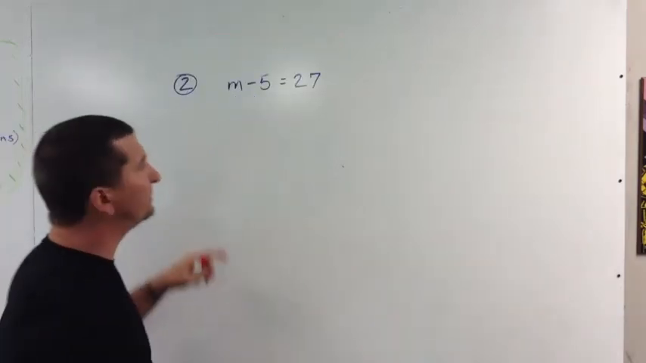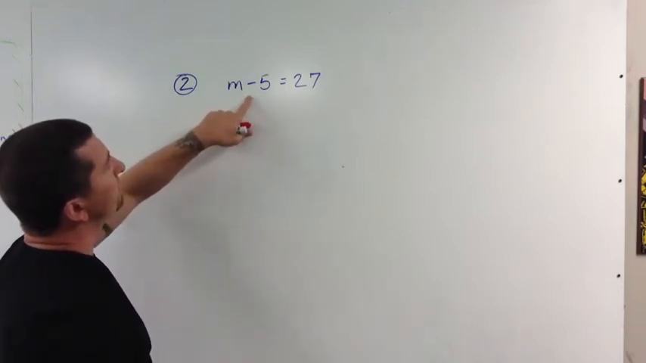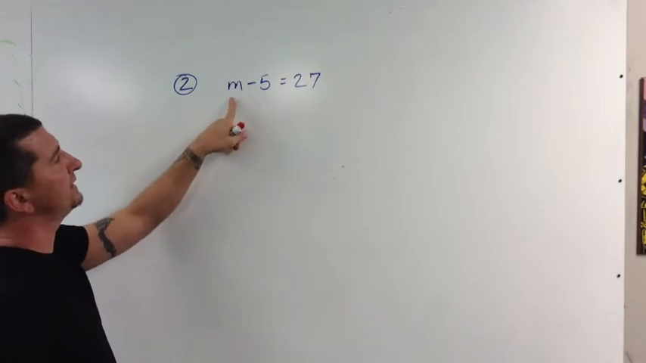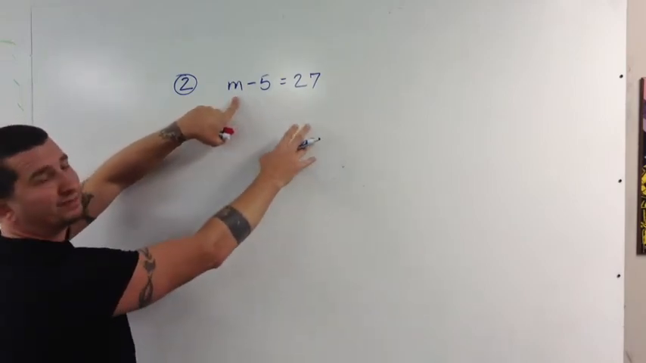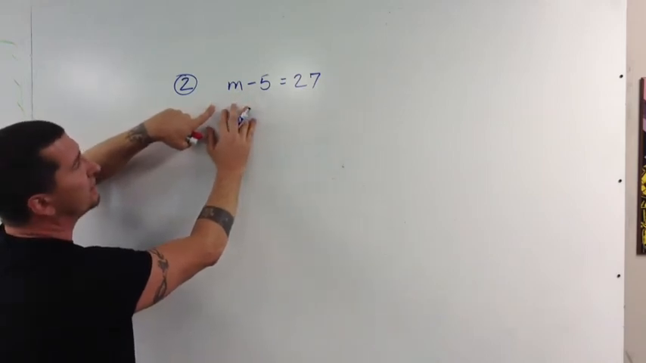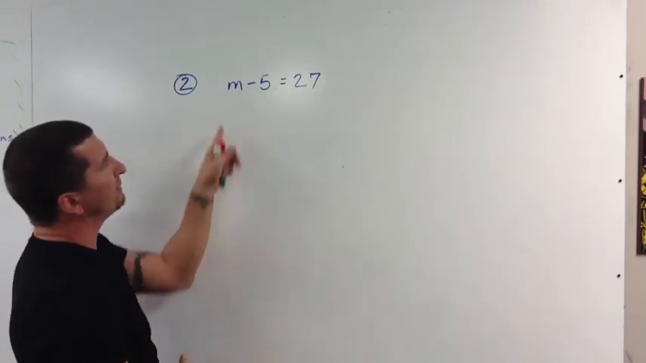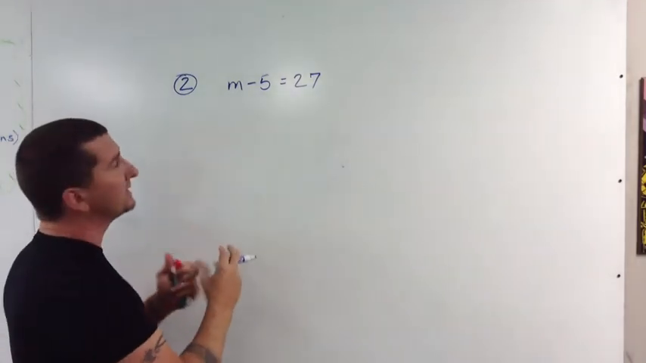Our second example is a one-step equation. In this case we have m minus 5 equals 27. Now what we want to see is where our variable is first. So we're going to identify the variable. It's on the left side of the equation. Now our goal is to isolate that variable. And remember, to isolate something means to get it alone, put it by itself.